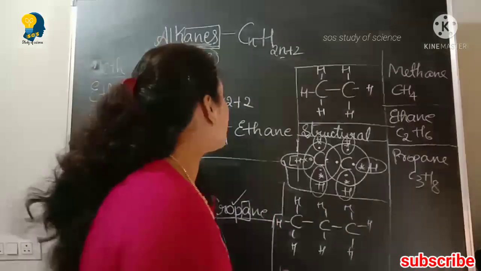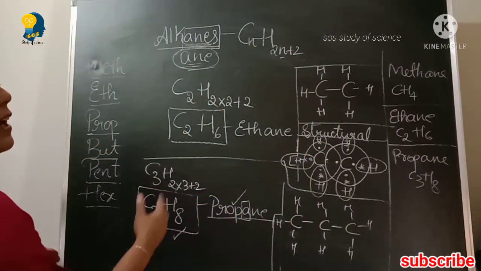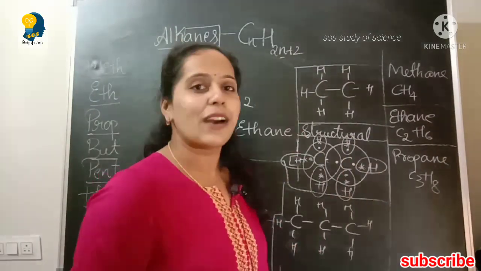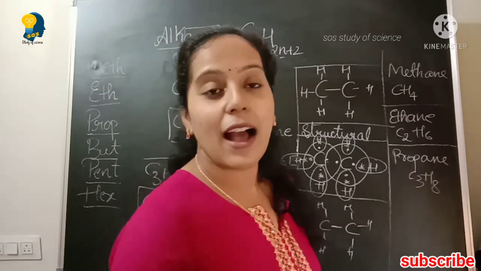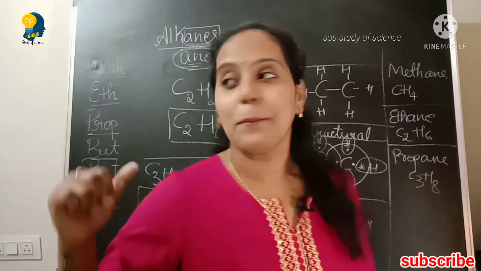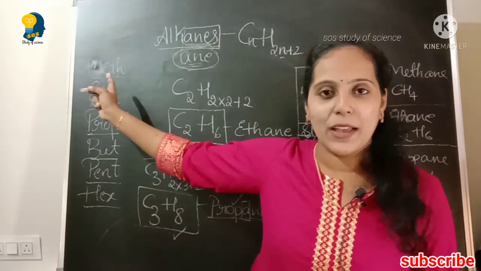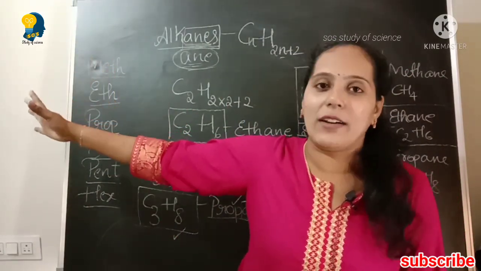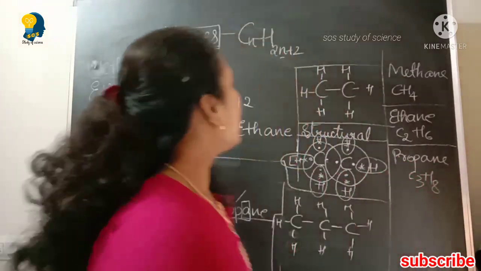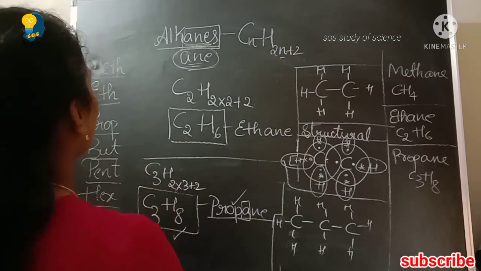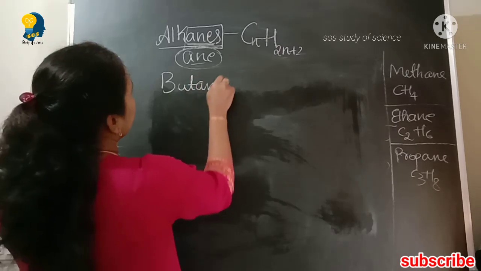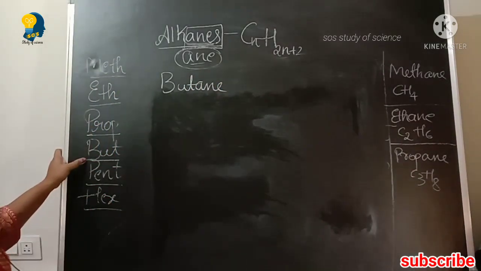I hope you understood how to write the electron dot structure, the structural formula, and the molecular formula for the first 3 members of alkane. In the examination, they will ask you to write the first member of alkane. The first member is methane. Meth is there because we write a single bond. The second member is ethane, the third member is propane. The next one is butane, which is the fourth member.